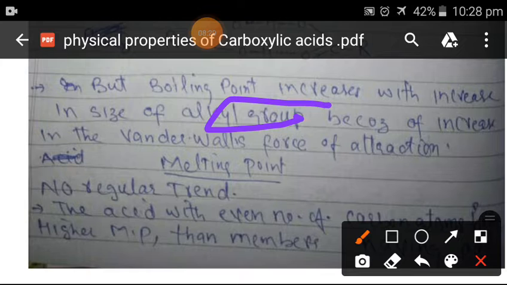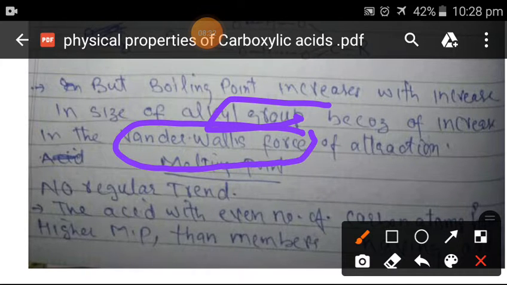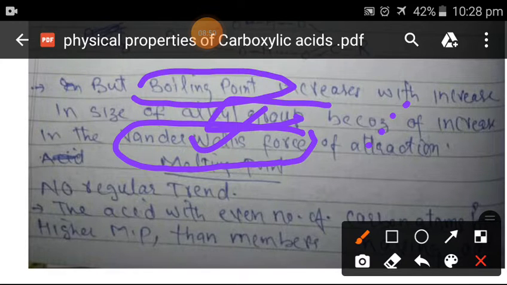So with the increase in the size of the alkyl group, there occurs some force. That is the van der Waals force. So van der Waals force of attraction occurs between the alkyl groups, due to which there results an increase in the boiling point of the carboxylic acids.